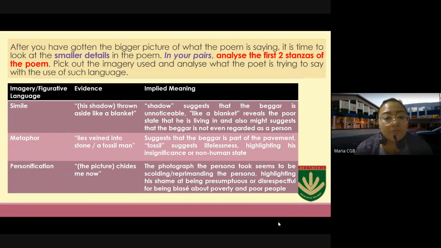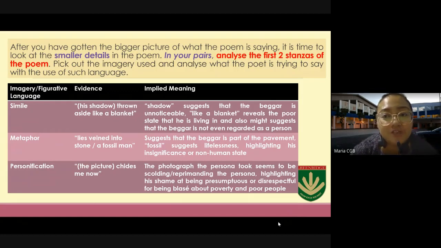Personification: the picture chides me now. The picture is scolding the persona. Remember, the word chides is actually scolding. The photograph the persona took seems to be scolding or reprimanding the persona, highlighting his shame at being presumptuous or disrespectful for being blasé about poverty and poor people. All right, so you can actually use this in your PEEL paragraph.